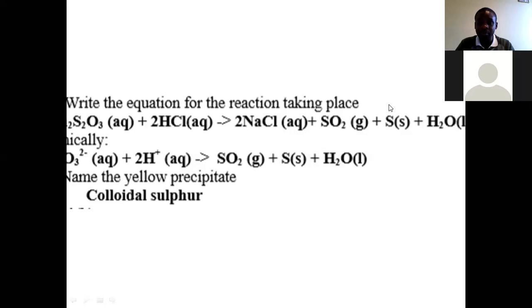So when you do this in the lab, you can see that there is a yellow substance which is formed, and that yellow substance is colloidal sulfur. It's a yellow precipitate.